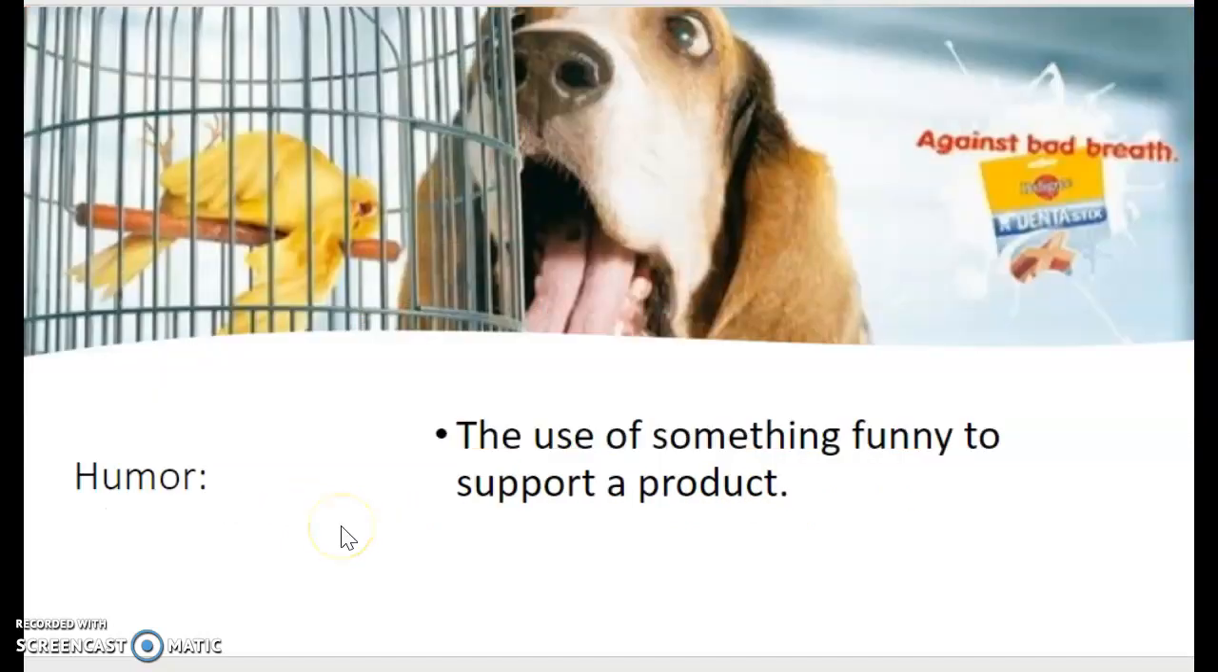Humor is using something funny to support a product. So it says against bad breath. It's a dog breathing on the bird, and the poor birdie looks like it is passed out there. So this is something that should make you laugh, and because it makes you laugh, you should use it to buy the product.